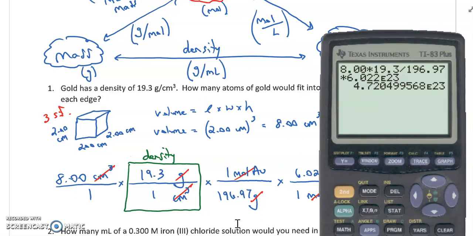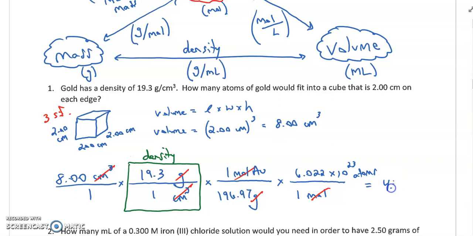Now, we talked about significant figures at the very beginning of the problem. We said each of our measurements, 2.00, had 3 significant figures. Our density has 3 significant figures, so I know I need to round this to 3 digits at the end. So I'm just going to leave it at 4.72. I don't need to round that at all. So my final answer becomes 4.72 times 10 to the 23rd atoms of gold. And there I have it. Density fits in just like any other molar conversion unit.